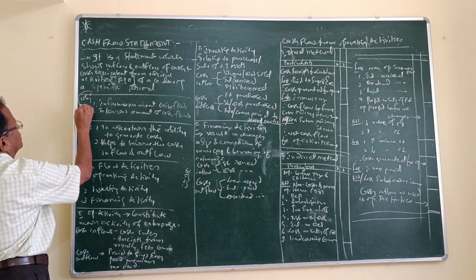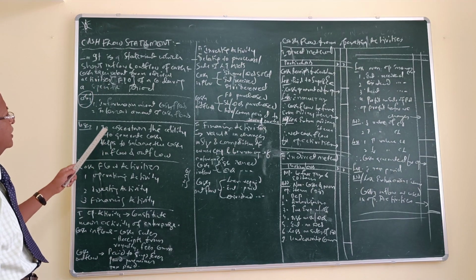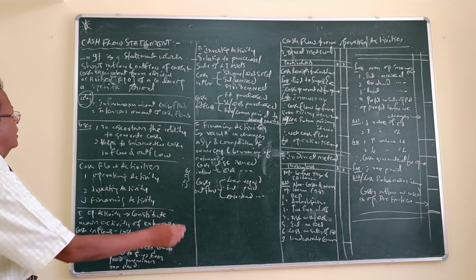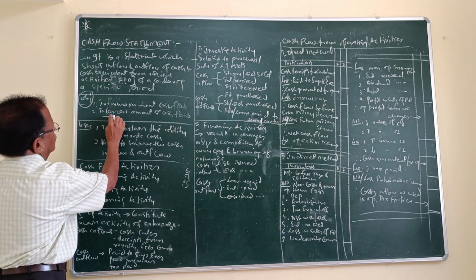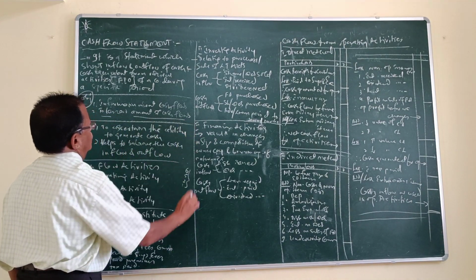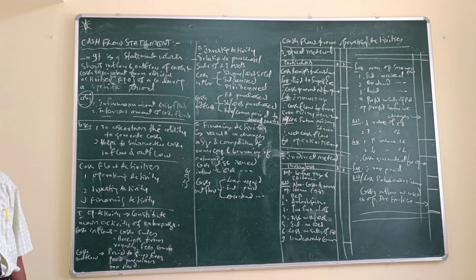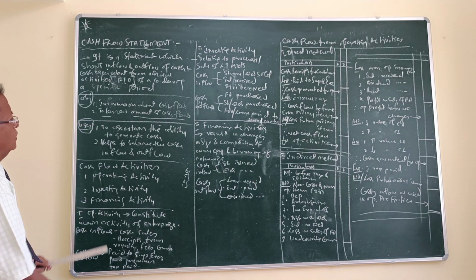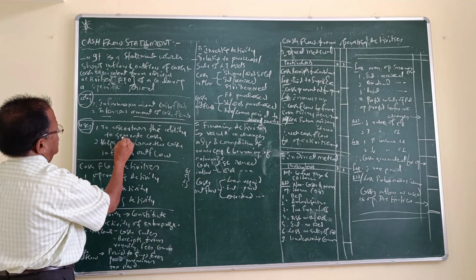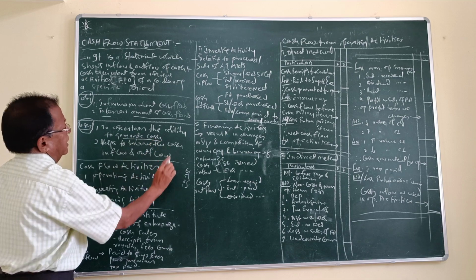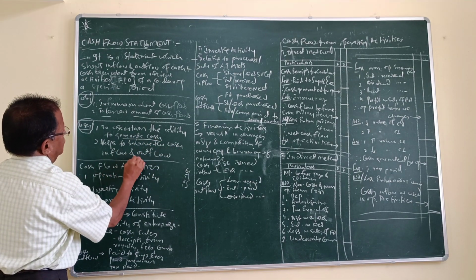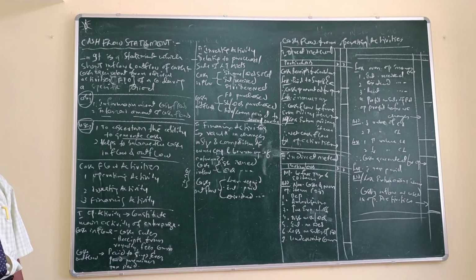Next, let us see its objective. It is prepared for the purpose of knowing the information about cash flow, and to know the amount of cash flow for the particular period. Next, let us see its users. First one, to ascertain the ability of the firm to generate cash. Next one, it helps to balance the cash inflow and cash outflow in the business.